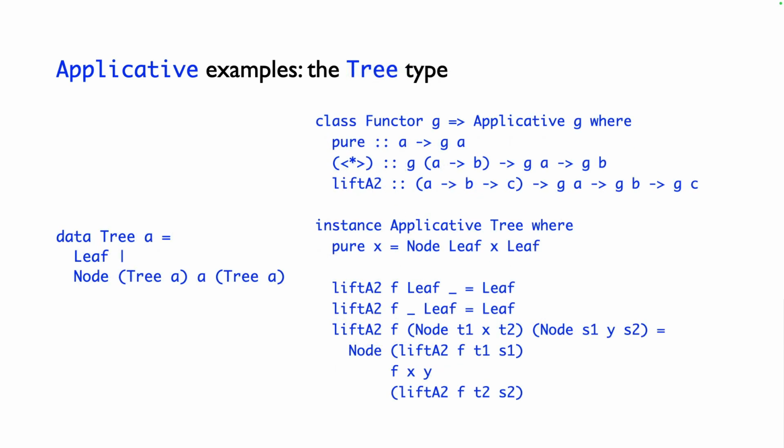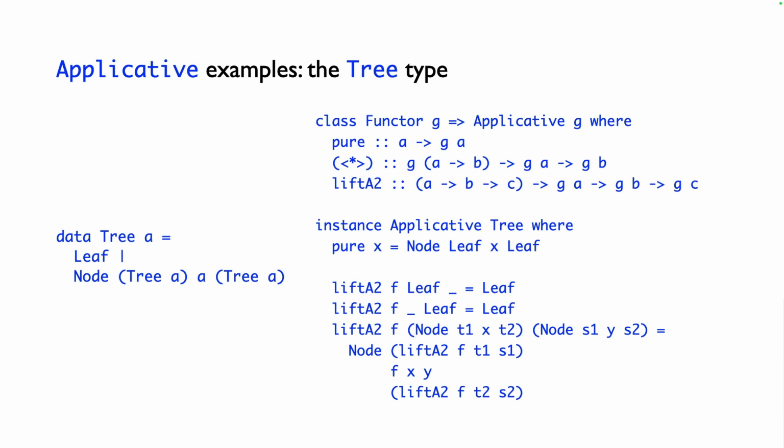We can also do this for trees. So here we have the case, I've put the leaf cases first. If you've got a leaf on the left, there are no values on the left-hand side. If you've got a leaf on the right, there are no values on the right-hand side. So in both those cases, we return a leaf. And in the node case, we have two nodes. We have a value x of type A and a value y of type B. So we can apply f to those, giving us f x y of type C.